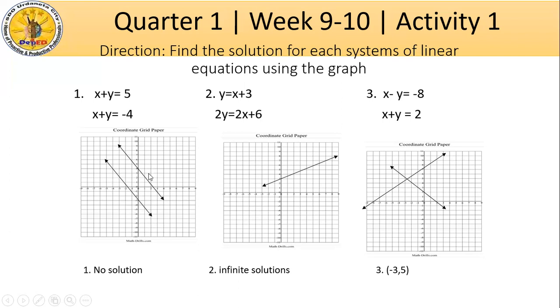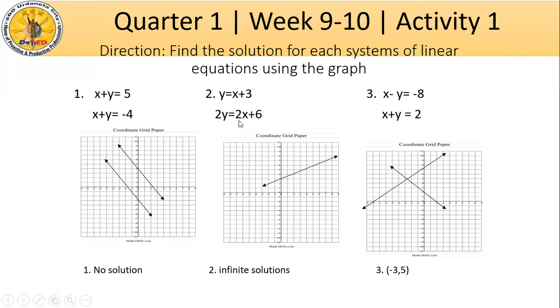Since the graphs are parallel, this is an inconsistent system. Therefore, it has no solution. There is no point of intersection. For number 2, y equals x plus 3. So the y-intercept is 3 and the slope is 1. So this is the graph.